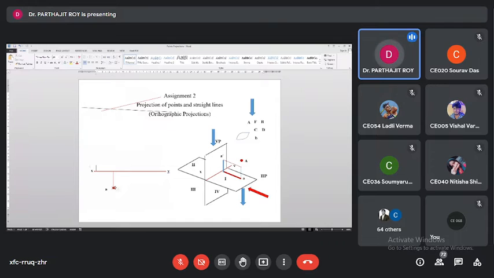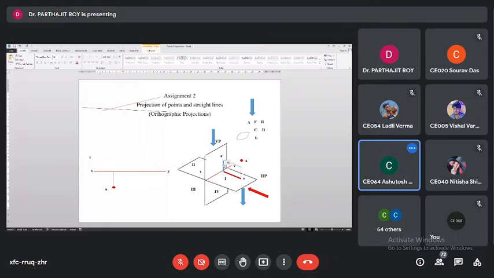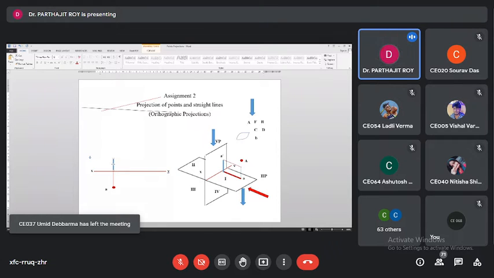Now tell me where will be the front view of the point. Above XY line. By what distance? The blue color projector, that is the blue color projection on the vertical plane, isn't it? Yes or no? Yes, sir. So this is the blue color projector.